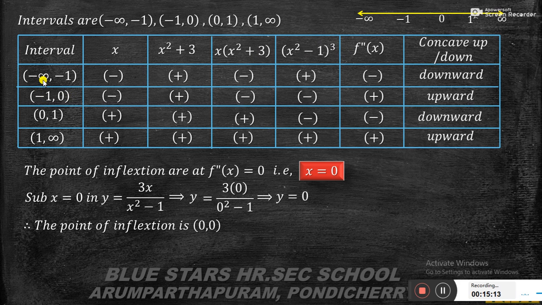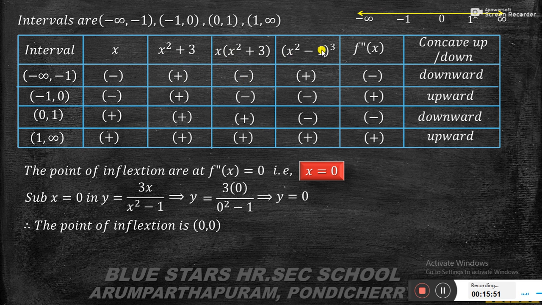So for the next step, first I take the first interval, minus infinity comma minus 1. You take any number from this interval and substitute. Suppose I take x equal to minus 2. Here I substitute minus 2, and the sign in the answer is minus. Next, in the factor x square plus 3, x equal to minus 2: minus 2 whole square is 4, 4 plus 3 is 7, so the sign is plus. Next, minus 2 into 7 is minus 14, so the sign is minus.